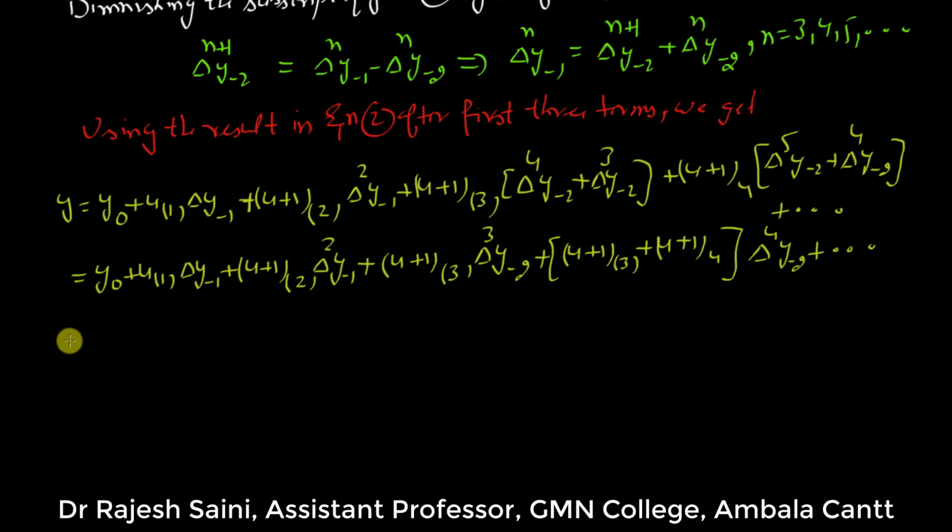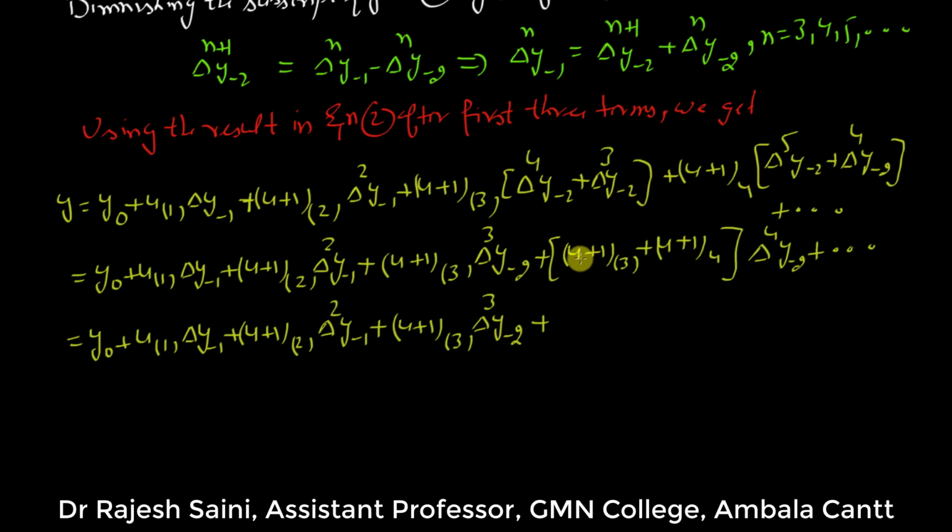So this is further equal to y_0 + u_1 Δy_{-1} + (u+1)_2 Δ²y_{-1} + (u+1)_3 Δ³y_{-2}, and then the formula will be (u+2)_4, one more and greater in the subscript, so it will be 4, Δ⁴y_{-2} up to so on. Now look over the pattern: u to u plus 1 increases, this should remain the same, it is remaining the same. u plus 1 remaining the same, this should diminish by 1, the subscript of y is diminishing by 1. This is being increased by 1, so this should remain the same, it is remaining the same, and continuing likewise.